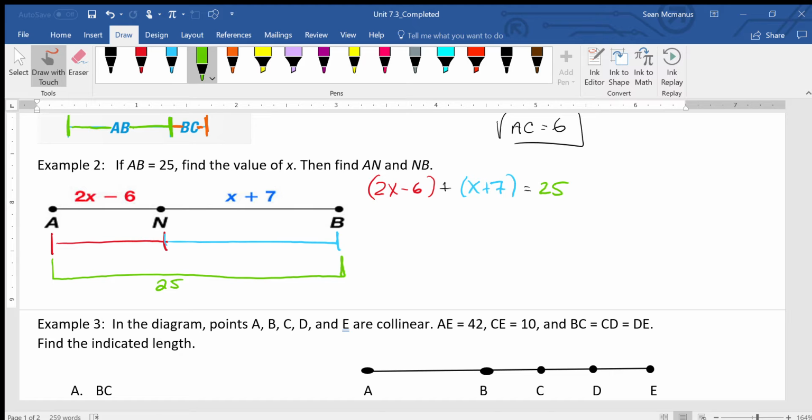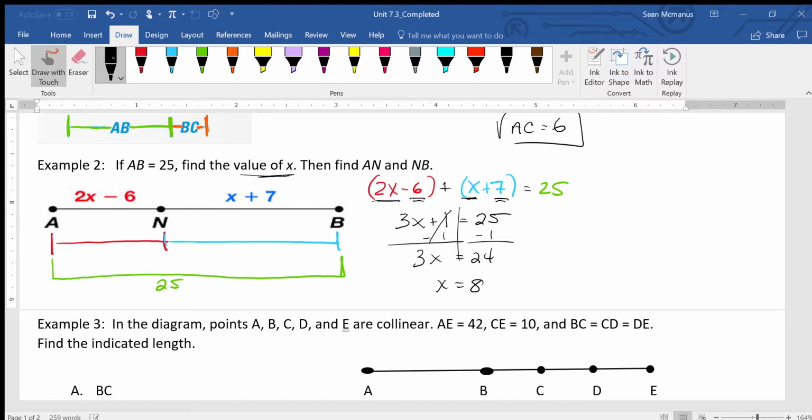Now I'm just doing some basic algebra like we've done all along throughout the course of the year. So I'm going to combine like terms. These are the things I can combine. So my x's, I have a 2x plus 1x gives me 3x. Negative 6 plus 7 gives me plus 1. And I didn't do anything to the other side, so I still have a 25. And now I'm trying to find the value of x first. So 3x would equal 24, and x equals 8.